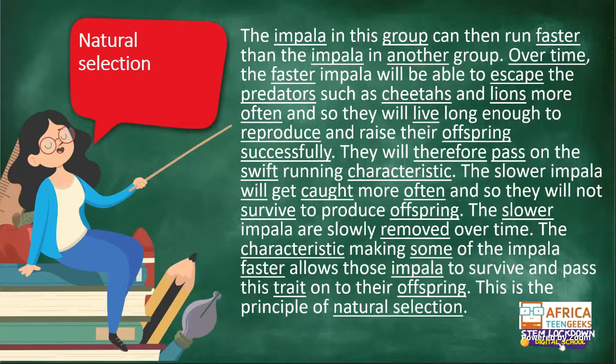The slower impala will get caught more often, and so they will not survive to produce offspring. The slower impala are slowly removed over time. The characteristics making some of the impala faster allows those impala to survive and pass this trait on to their offspring. This is the principle of natural selection.